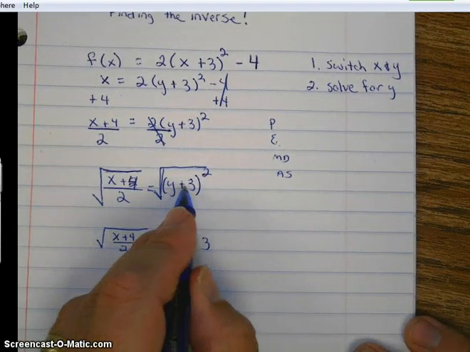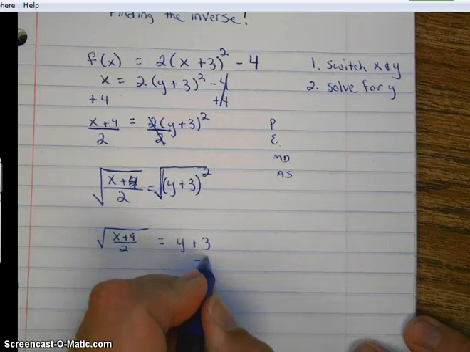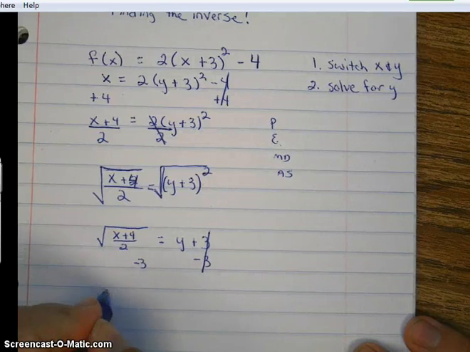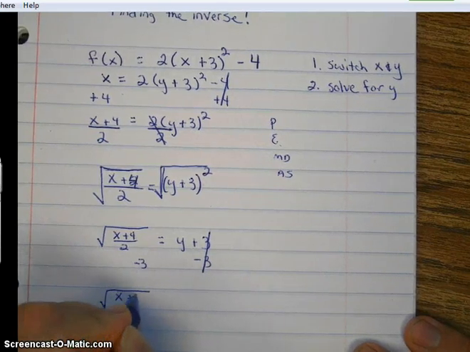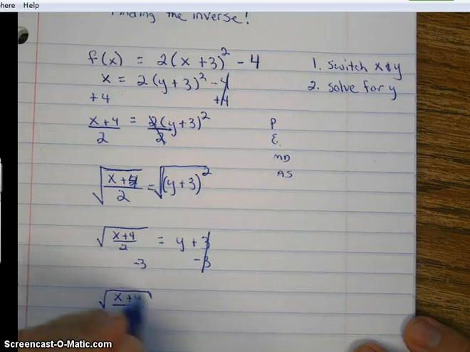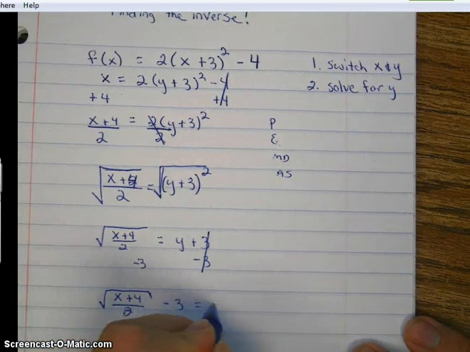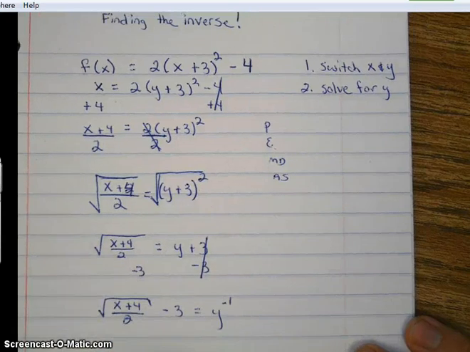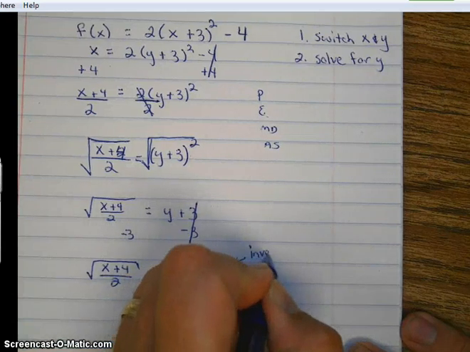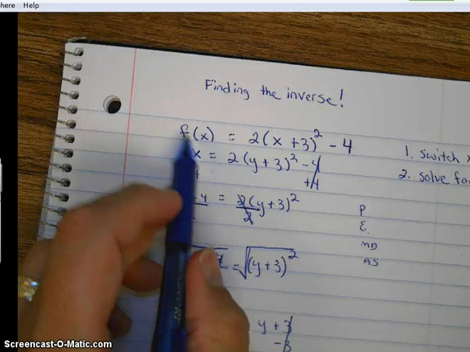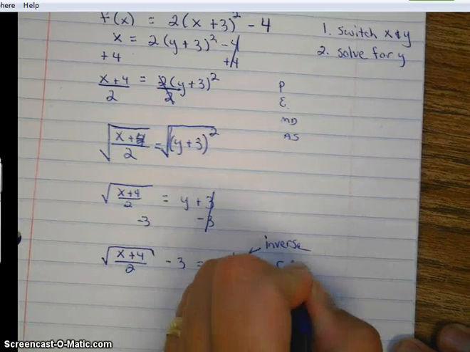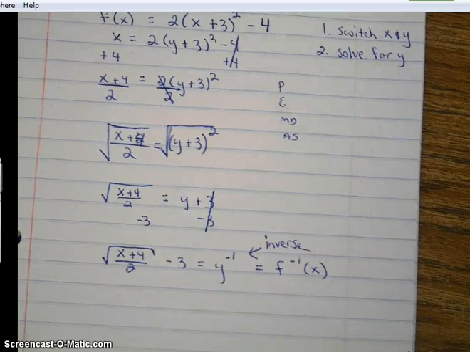Now we're inside the parentheses, so we're going to undo the plus 3. So we have the square root. I like to put a little tail to know that's the end of that, and minus 3. And we're going to put a negative 1 on the y. The negative 1 tells us that this function is an inverse. It's the inverse of this function. And actually, if we want to be in function notation, we would do it like this. Function notation.